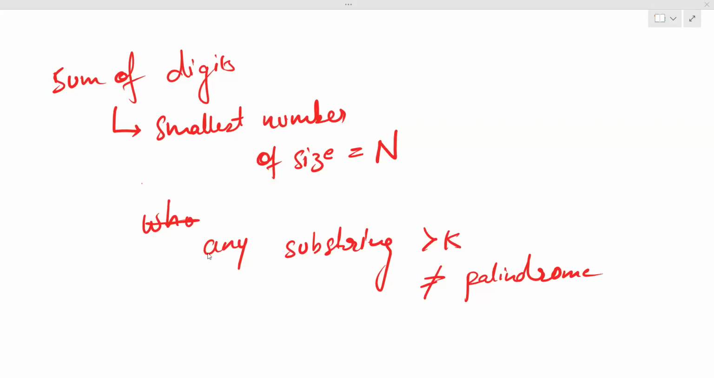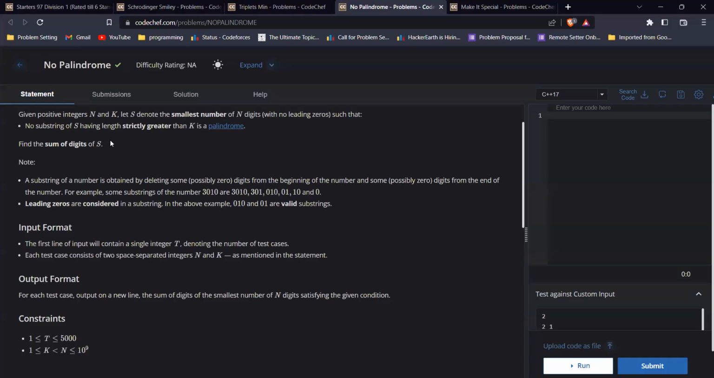Do we have to make the sum as small as possible? No, we don't. We have to find the sum of digits of the smallest number which has n digits, and let's say this number is s. Any consecutive substring of k plus 1 digits shouldn't be a palindrome.